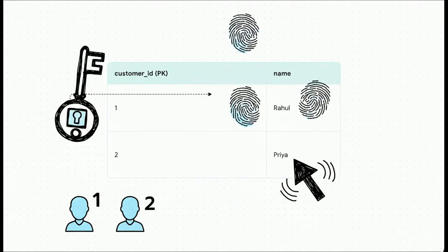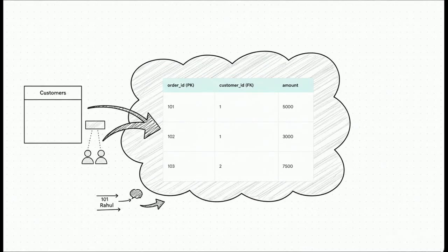So if we look at our customers table, that customer ID is the primary key. Rahul is customer number 1, Priya is number 2. It's simple, it's unique, and there's absolutely no confusion. Now, here's where the magic happens. Look over at the orders table. It has its own primary key, that's order ID, but look closely. It also has a customer ID column. That's our foreign key. We can instantly see that orders 101 and 102 were placed by customer number 1. And because we have that link, we can look back at our customers table and know that customer number 1 is Rahul. Boom! The connection is made.